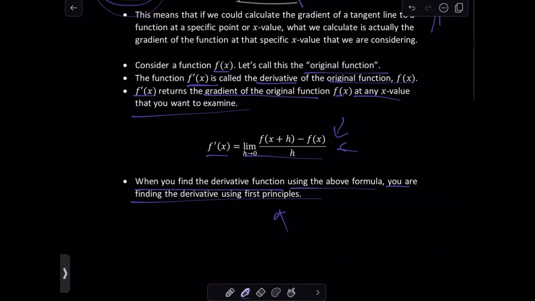Why? Because there are other ways of finding the derivative, much easier, much faster ways that we'll cover later. But right now, I'm going to show you how to find derivatives using first principles. Okay, so that's a lot of notes, a lot of talking. Let's go for an example and see how this all works out.